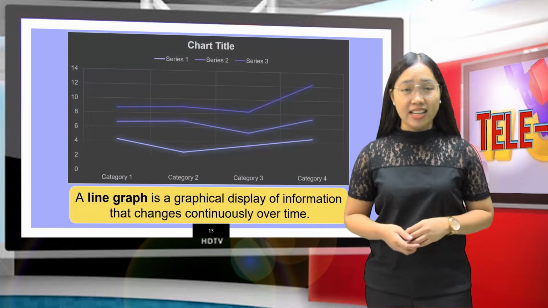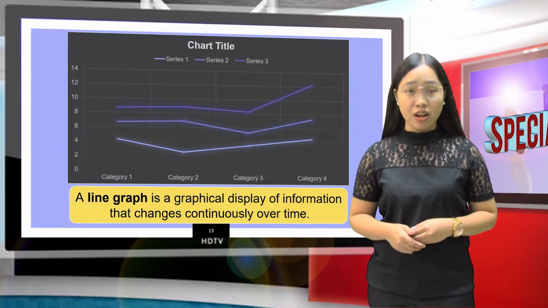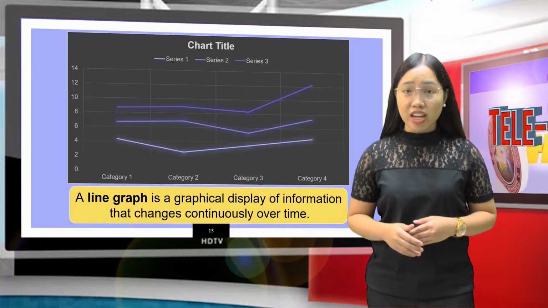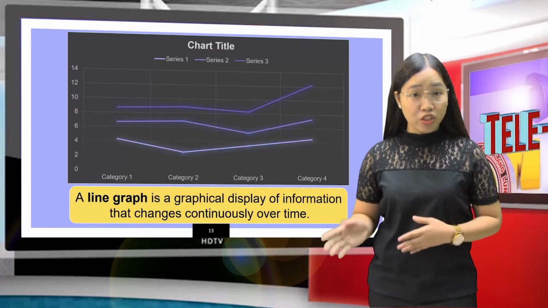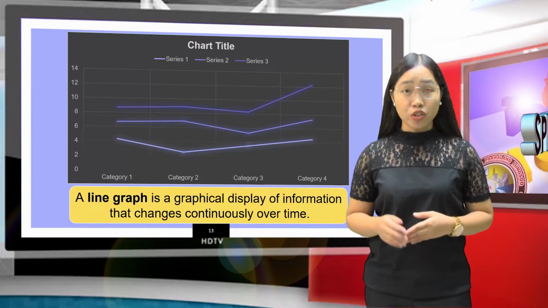The first one is a line graph. A line graph is a graphical display of information that changes continuously over time. It displays the information as a series of data points connected by line segments to show trends.